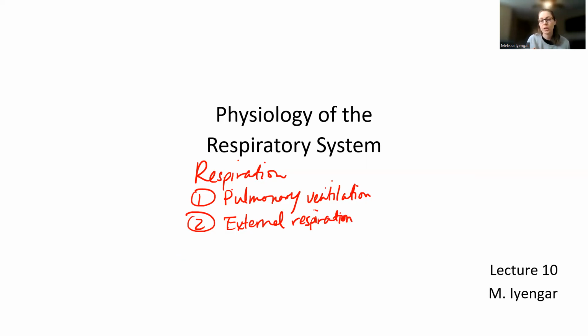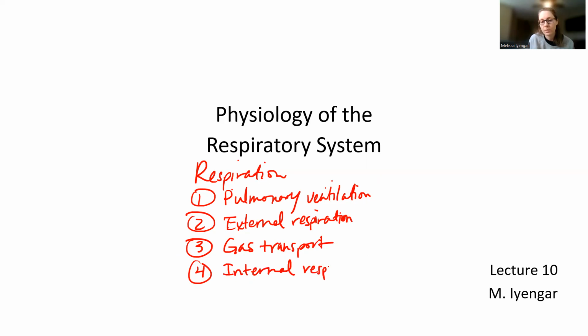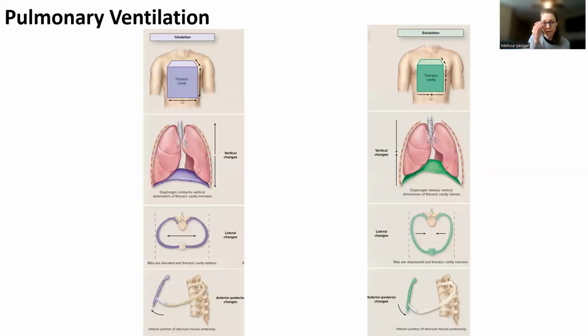So external respiration is this exchange of gases between the lungs and blood. Then what we're going to use is gas exchange or gas transport to allow us to do internal respiration. So again, internal respiration is the exchange of gases between the inside environments, so between blood and body tissues. So respiration requires all four of these things to happen, right? So let's look at pulmonary ventilation first.